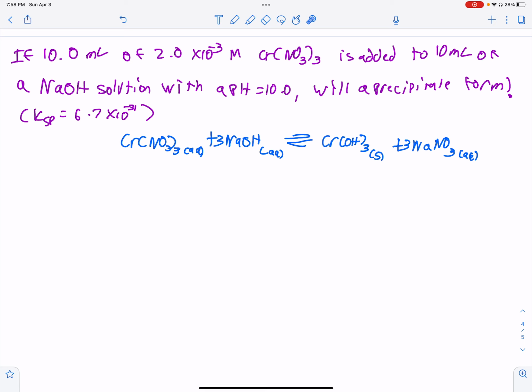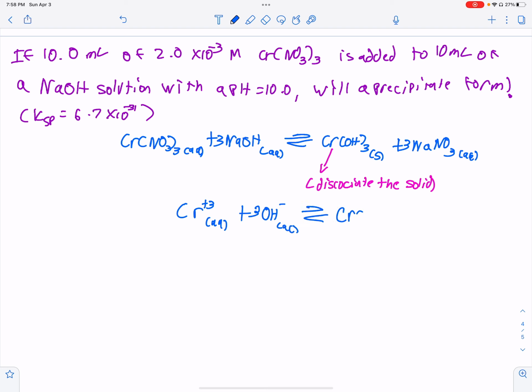So now what I'm going to do is dissociate the precipitate, or the solid. So I'm just going to write an equation that represents the dissociation of the chromium 3 hydroxide, or rather the formation of it. Either one is fine, but I'm going to write that chromium 3 ions and 3 hydroxide ions, to be exact, will form chromium 3 hydroxide.